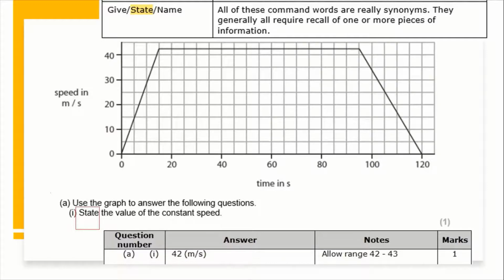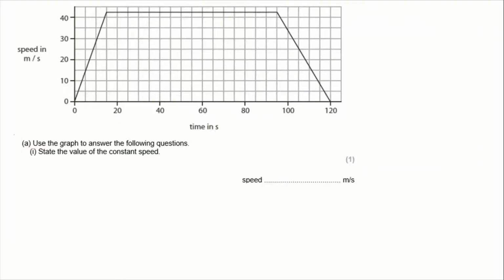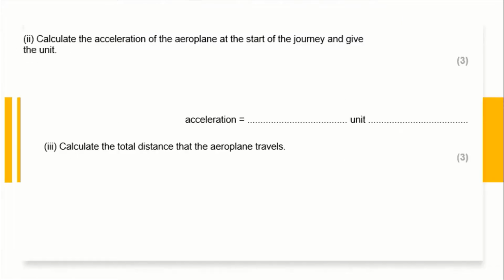You can clearly understand that there is only one piece of information you have to write here to gain 1 mark. Right. We'll move to the second part.